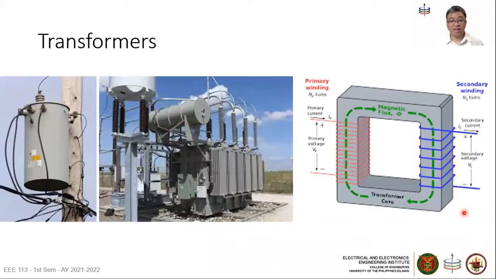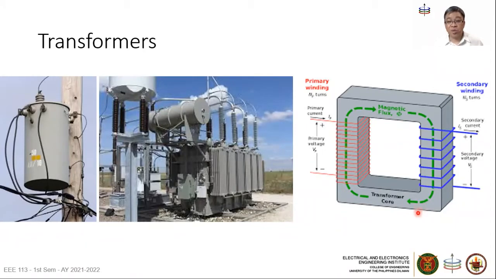So here are pictures of transformers. On the left here is a distribution transformer, which we commonly see mounted on street poles. In the middle is a power transformer that we have in substations. Some of you may have seen this, but it's not as common as these smaller distribution transformers. On the right is a simplified diagram of what is inside the transformer.